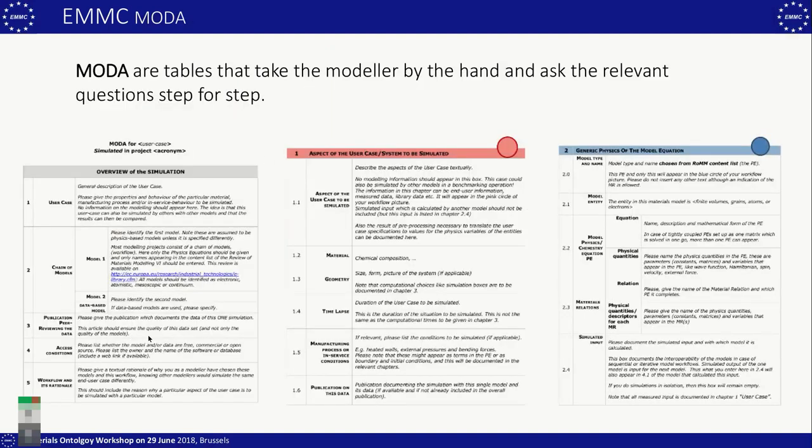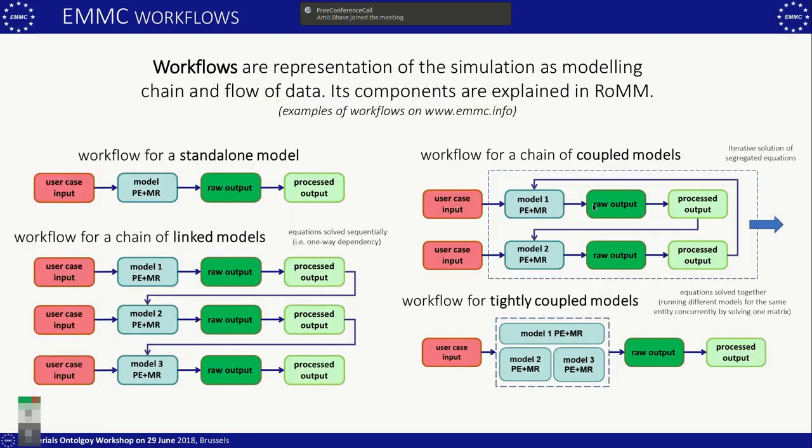The MODA, as I told you, are tables in which, for each particular simulation, one user can list and describe the types of models that they use in connection, and for each model they can express in a standard way the material type, the geometry, time lapse, and in more detail also the equation, the physical quantity, and the material relation that they use in a particular model. We try to include all these aspects inside the ontology.